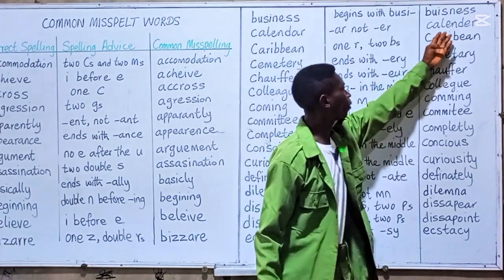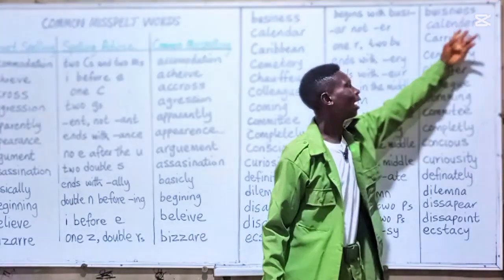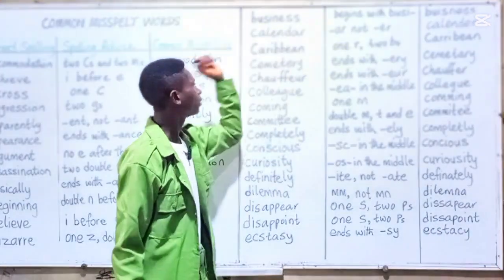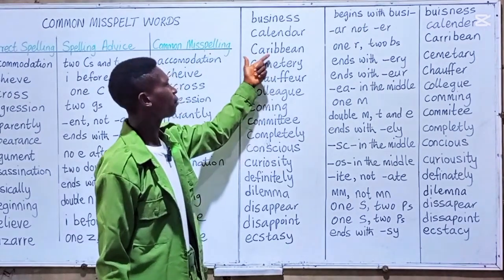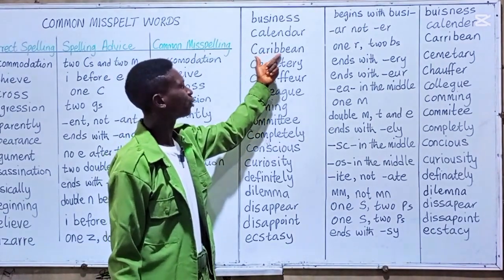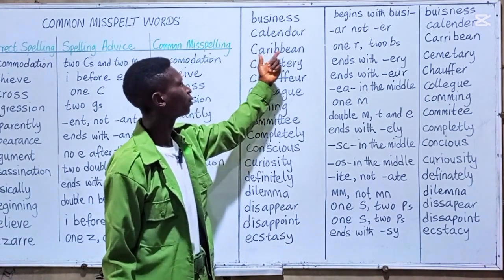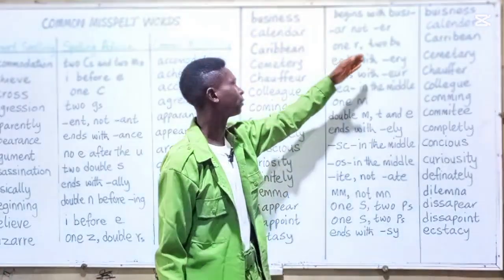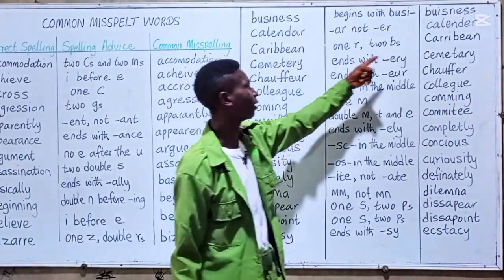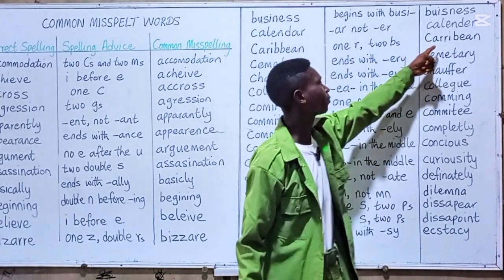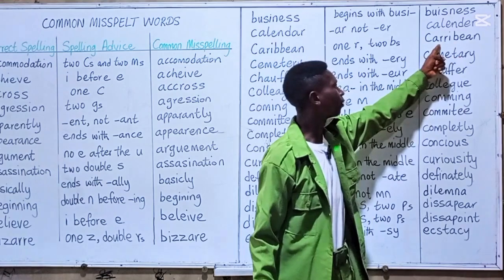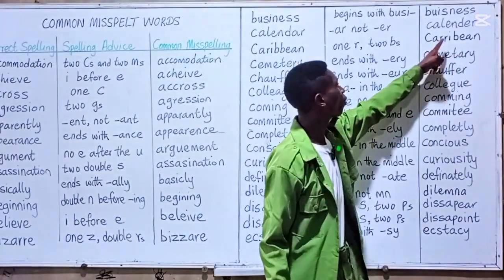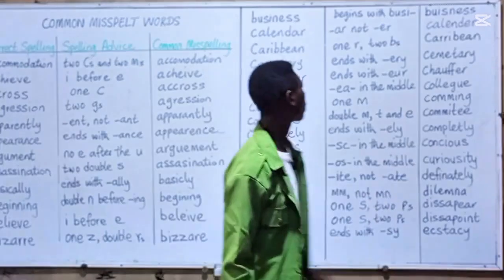We have calendar. The word calendar has AR at the end, not ER. So this is wrong. Calendar with ER at the end is wrong, but this is correct, AR. We have Caribbean. Caribbean has one R and two B's. One R, two B's. So that's the spelling advice. Pay attention to this aspect when you're spelling the word Caribbean. Else, you can misspell it like this, with two R's and one B, or two R's and two B's. So it is one R, two B's, Caribbean.